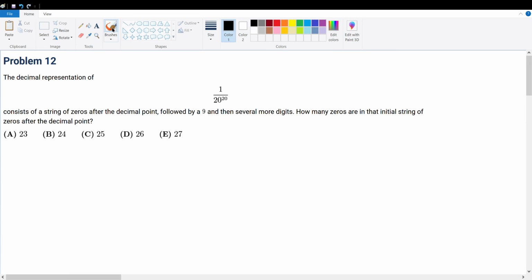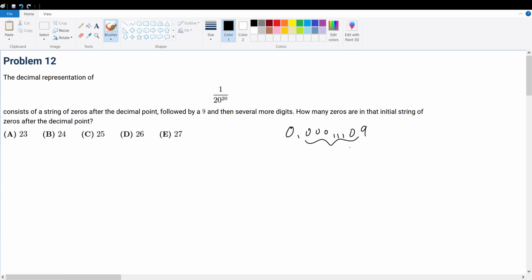Problem 12. The decimal representation of 1 over 20 to the 20th power consists of a string of zeros after the decimal point followed by a 9 and then several more digits. How many zeros are in the initial string of zeros after the decimal point? There's only one decimal point, so I don't know why I said first. But anyway, let's continue with the question. What this basically is saying is, after 0.000 all the way onto 0, there's going to be a 9 and whatever, how many zeros are right here?